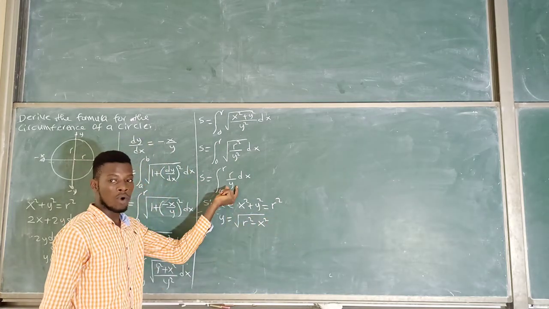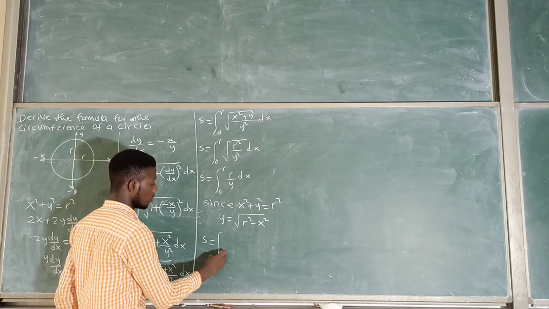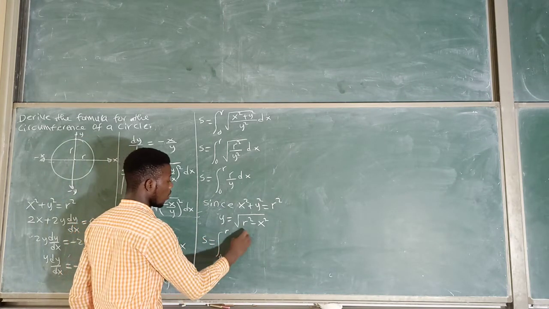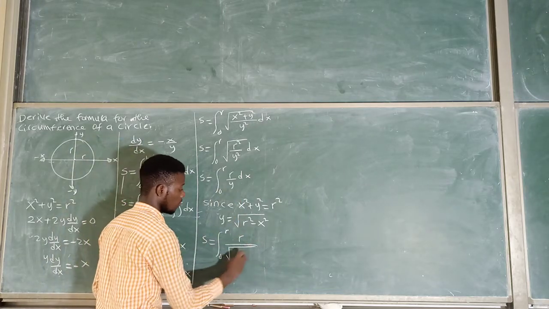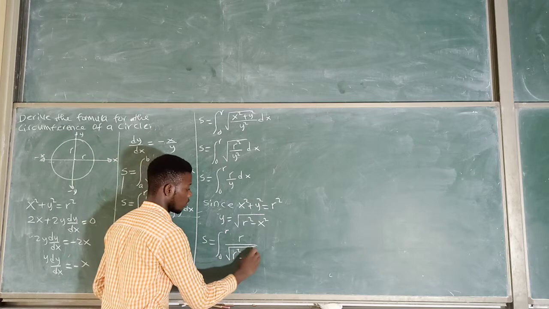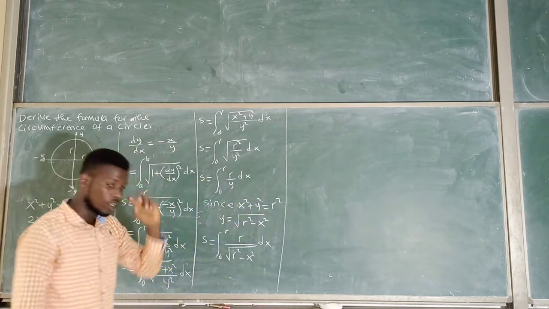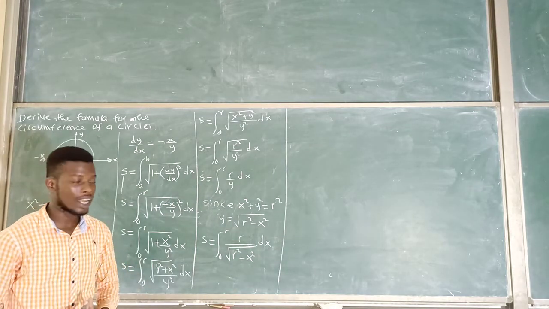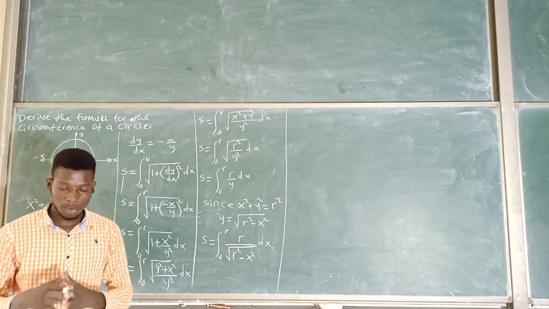I replace it for y under here. I'll have s is equal to this integral from 0 to r of r over y. What is y? y is the square root of r squared minus x squared dx. That's what I have. Now, we know from our integration classes that for an integral of this form, you use something called trigonometric substitution.